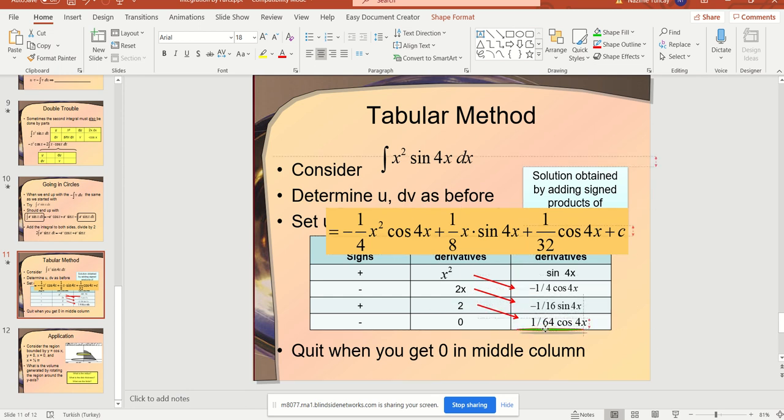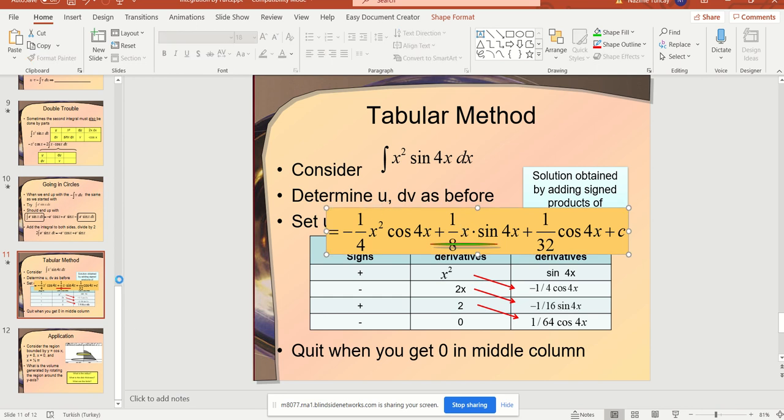It is 2 multiplied by 1 over 64 cosine 4x, and here you can see that, wait, this is 2, yes, okay. So there is a plus sign in here, so we have a plus sign. We look at the signs at the starting point of the arrow, and this is called the tabular method. Do you have any questions until now?